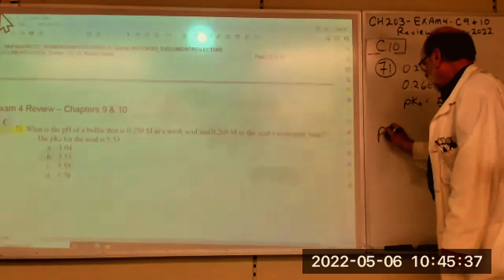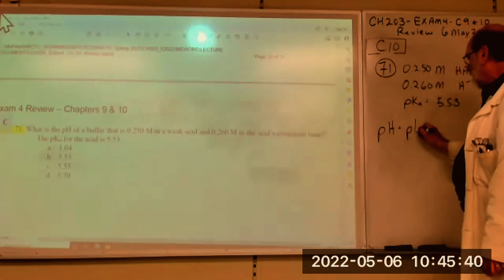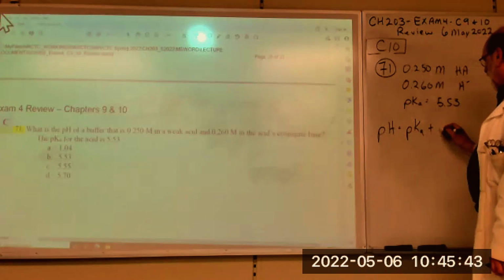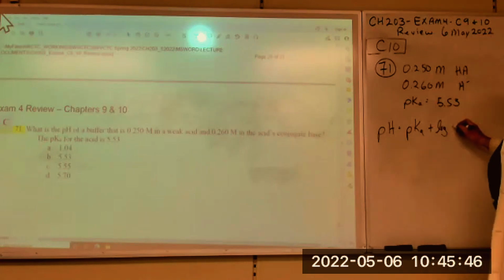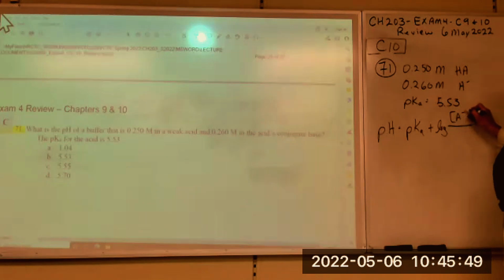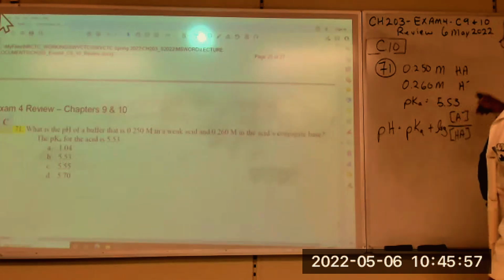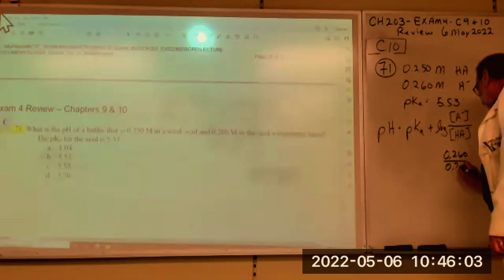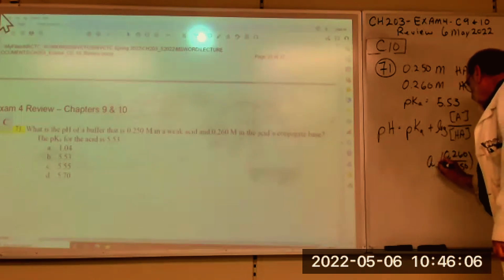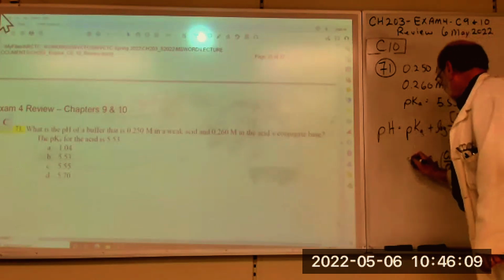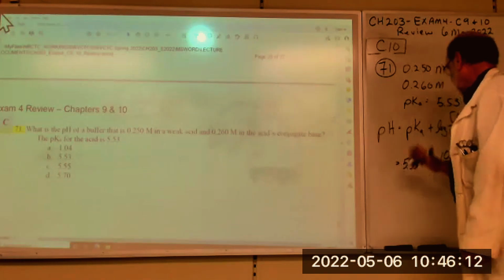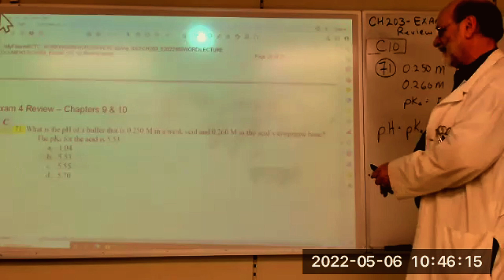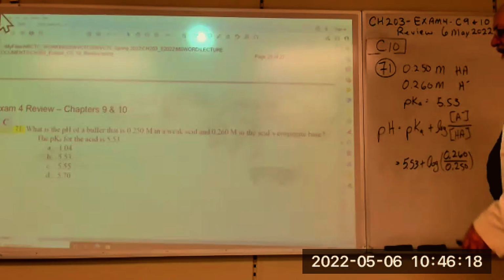Henderson-Hasselbalch. We can calculate the pH of a buffer if we know the pKa and the ratio of the conjugate base to the acid. Okay, so all we have to do is plug in the numbers here. Let's see, this one will go on top, 0.260. This one on the bottom, 0.250. Take the log of that. And then we want to add 5.53, and that'll be our pH. And in the interest of time, it should come out at 5.55.